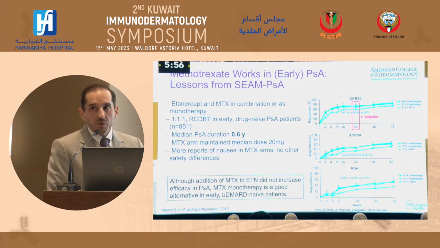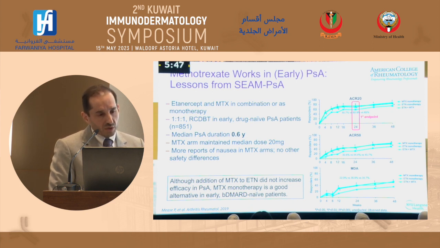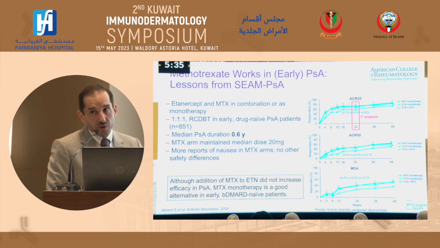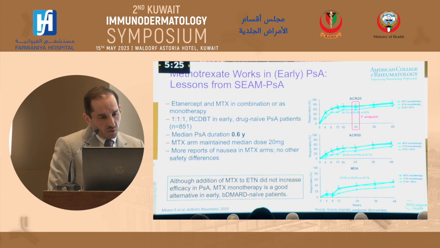Methotrexate, we've been using for a long time, for more than 25 years. This is one of the studies for using methotrexate in early psoriatic arthritis, called the SEAM psoriatic arthritis trial. It compared etanercept and methotrexate in combination versus monotherapy, randomized one-to-one. The median psoriatic arthritis duration was around 0.6 years, so these were really early patients. The methotrexate arm was maintained at a median dose of 20 milligrams, so a good amount of methotrexate was used in this trial, and there were also more reports of nausea in methotrexate patients.